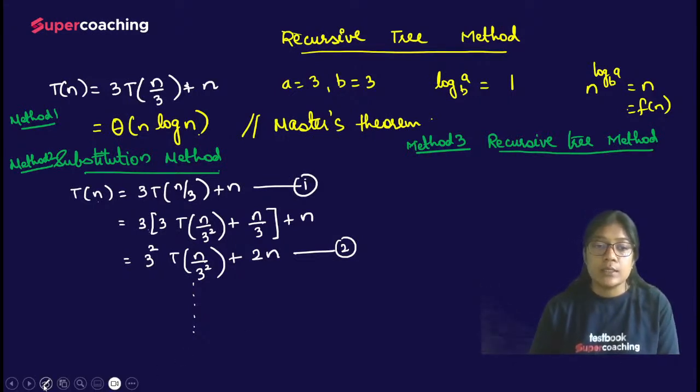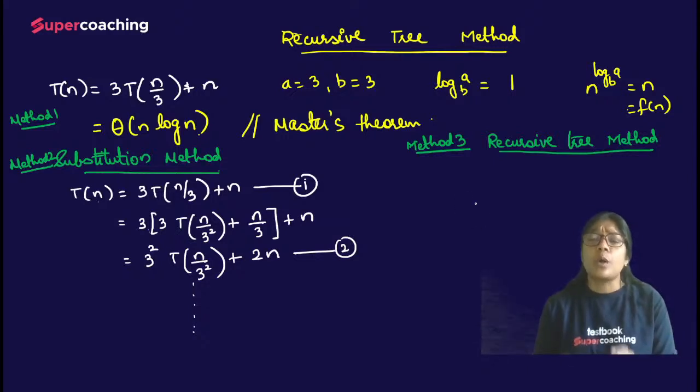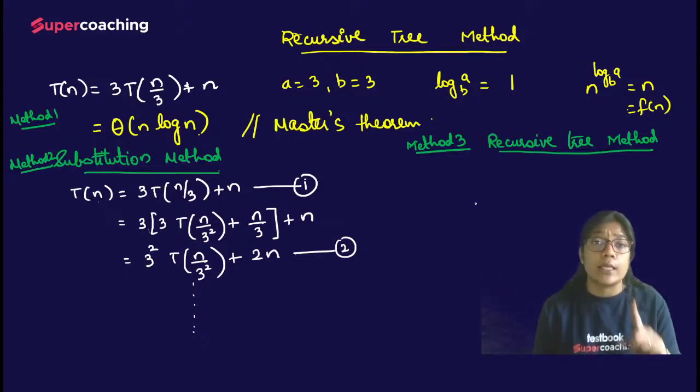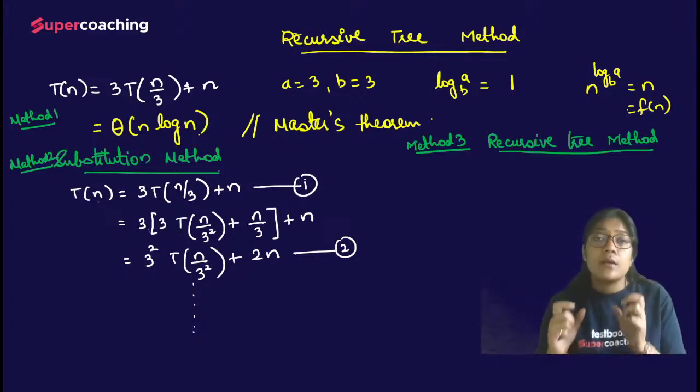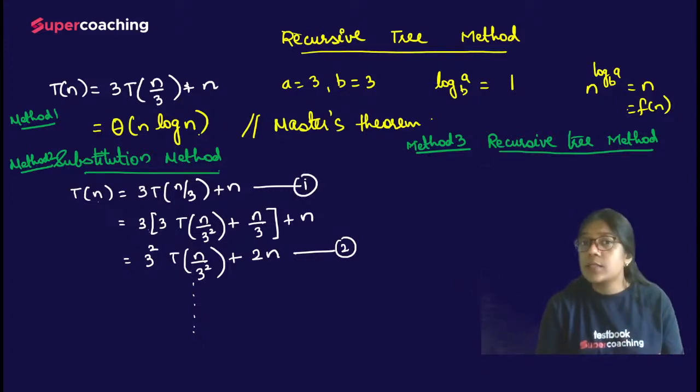That is because sometimes the problem is not divided into equal parts. We have applied an assumption in master's theorem: the subproblems are of the same size. That means the number of elements in each subproblem is the same.